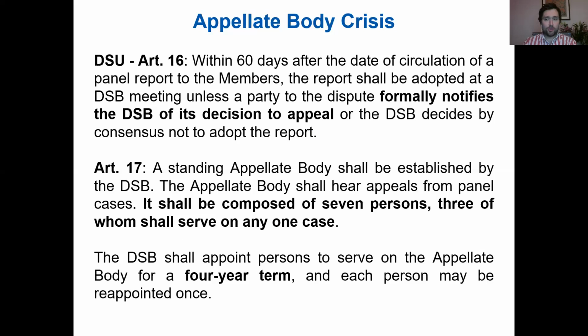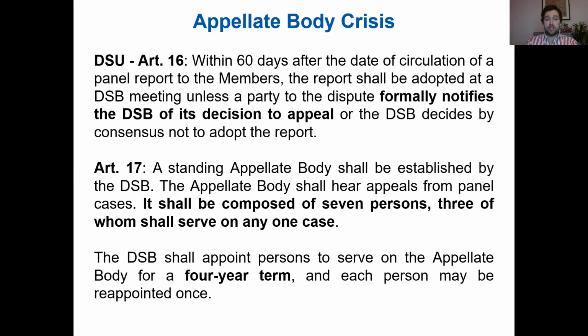And what is actually the problem with the appellate body there is that the United States has been blocking the selection of the candidates for the appellate body, and their terms expired actually. So under Article 17 of the Dispute Settlement Understanding, a standing appellate body shall be established by the DSB. The appellate body shall hear appeals from panel cases. It shall be comprised of 7 persons, 3 of whom shall serve on any one case. So the minimum number of appellate body members to hear cases is 3 members. We currently don't have 3 members that do still have their term not expired.